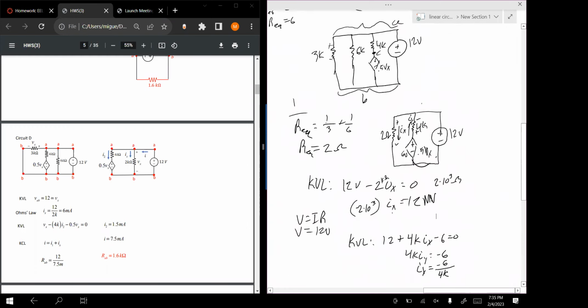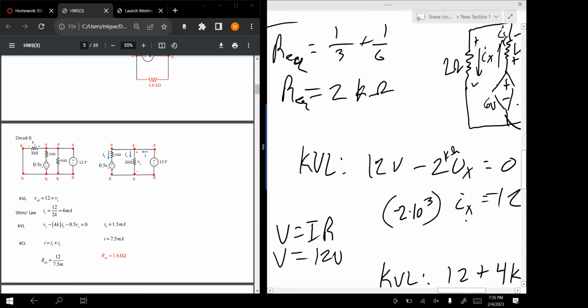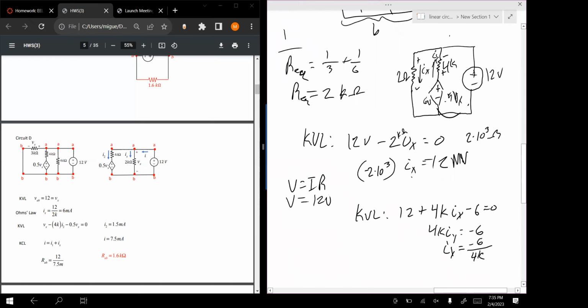So here I said, oh yeah, 1/3 plus 1/6. That's these two resistors right here. And this is where my mistake was, because I just wrote 2 ohms. This should have been 2 kilo ohms, which changes everything. That changes a lot. So let's see, how does that change things here? Now that we do Ohm's law, this 12 volts, this becomes 6 milliamps.